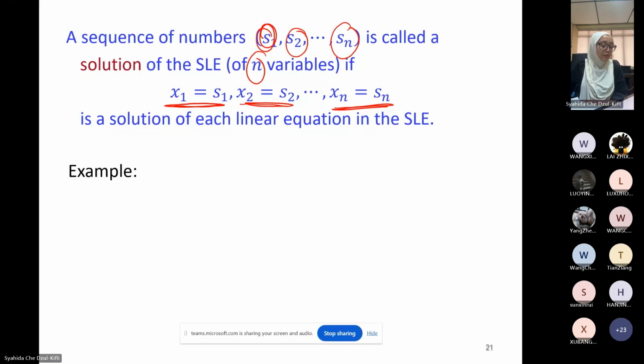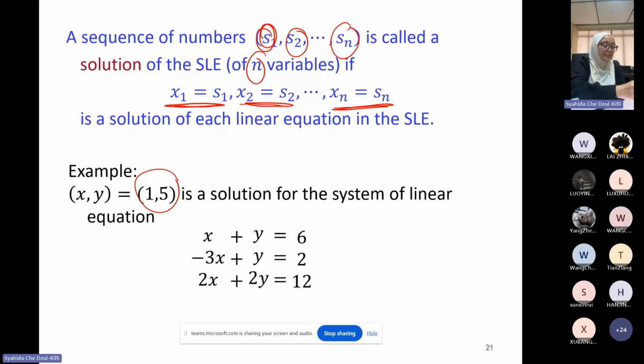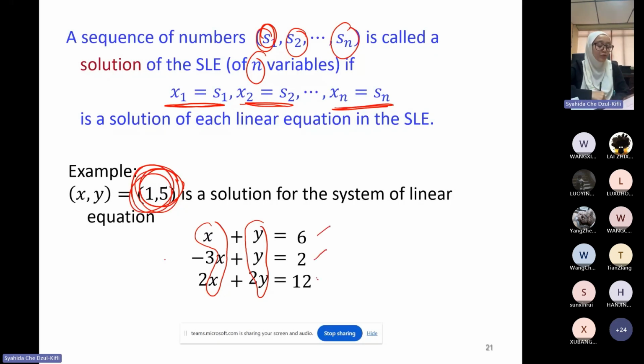Okay. For example, (1, 5) is a solution for the system of linear equations below. Since the solution here has two components, we know that the system of linear equations must have two variables. You may check that this point (1, 5) satisfies all three linear equations. You may check later on.